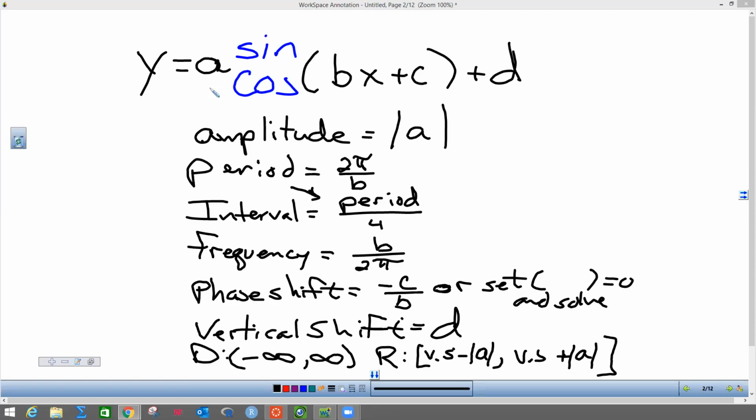Okay, I'm going to do all that again. So this is the standard form of sine and cosine. Sine and cosine will both not be on the graph; only one of these functions will be used. Amplitude is the absolute value of this number in front.